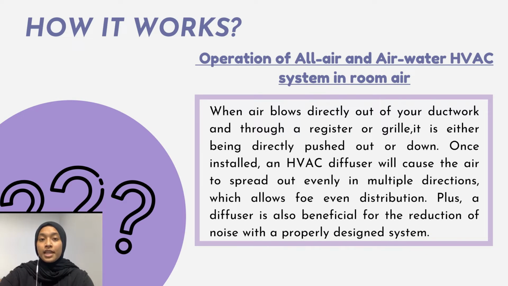In this slide, I will explain how a diffuser in an HVAC system works. When air blows directly out of your ductwork and through a register or grill, it is either being directly pushed out or down. Once installed, an HVAC diffuser will cause the air to spread out evenly in multiple directions, which allows for even distribution. Plus, a diffuser is also beneficial for noise reduction with a properly designed system.